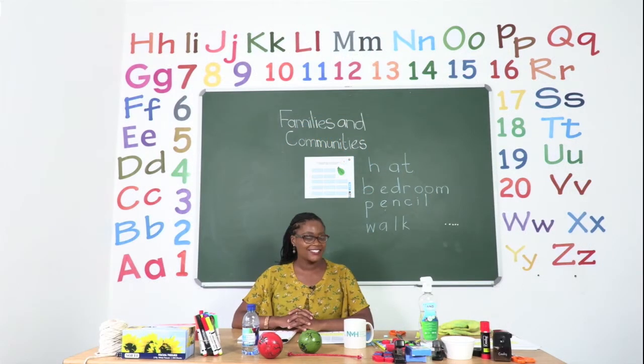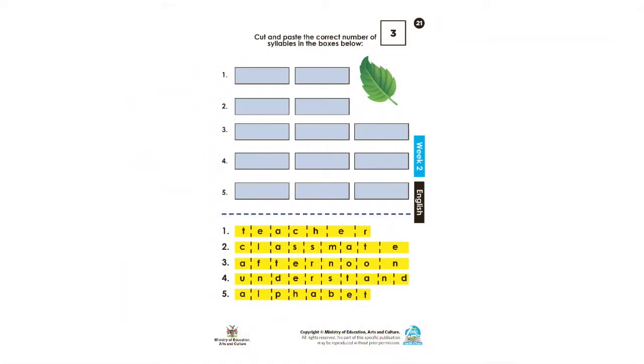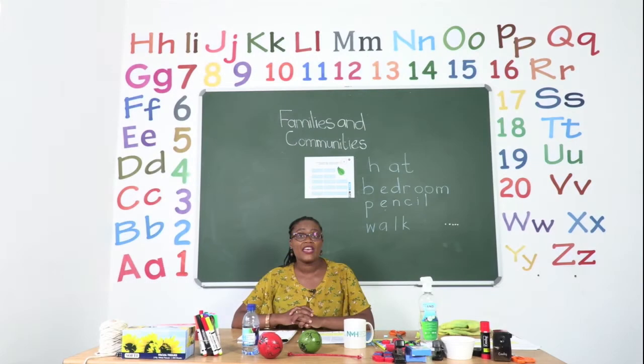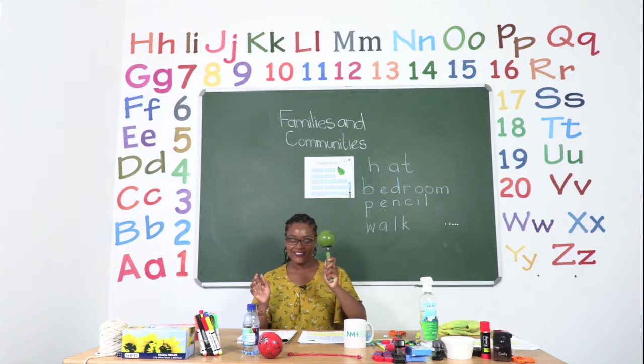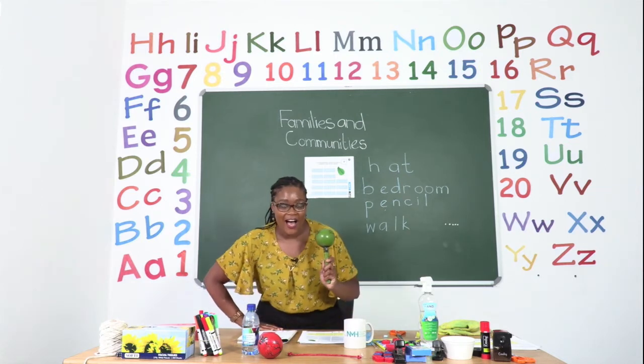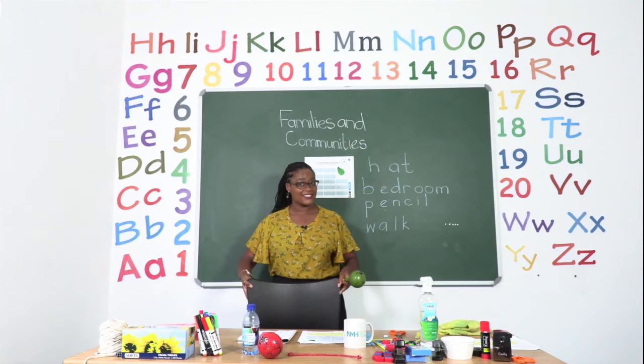Our first exercise today is going to be on page 21. On page 21, we are going to be working on syllables, and that is very exciting because we are going to do an activity together. The first thing you need to know about syllables is that they appear when we are breaking down a word. The words we have on the board are the ones we're going to use. I am going to stand up and do it with you. It's an activity that we can do together.